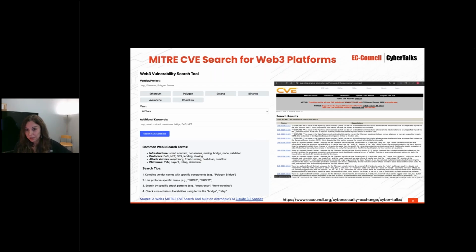But you can see that off to the right, I put in Ethereum and smart contracts, and it went ahead and fetched all of these CVEs that are known in the MITRE CVE database related to Ethereum and smart contracts. So give it a try. This is a case where we can use Web3 technology as defenders to help us with managing and understanding what we're dealing with, and hopefully automating a lot of that work to counter some of these attacks.